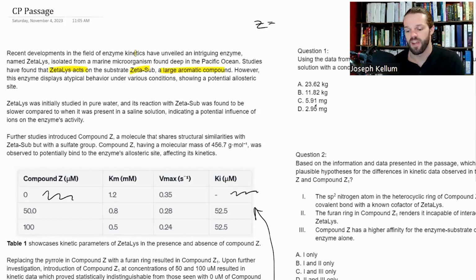Also thinking about hydrophobic interactions, right? Because it's saying zeta sub is a large aromatic compound. So that tells me that we probably have a high proportion of hydrophobic amino acids in the enzyme active sites. That's another thing we can think about.